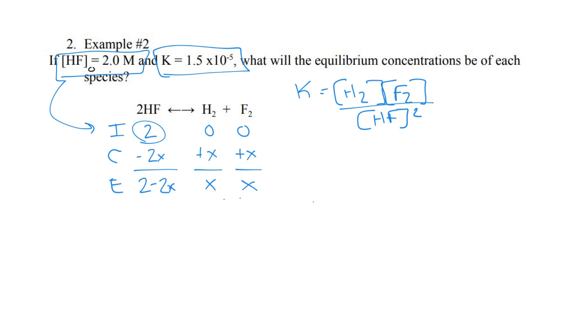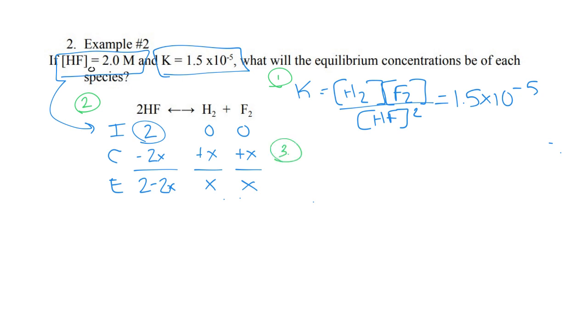Now, the thing that's different in this problem is that I'm given my K value. So when I write my K expression, I know that all of that when I plug it in is going to be equal to 1.5 times 10 to the negative 5th. So remember, step number 1 is to write your K expression. Step number 2 is to set up your ICE table. Step number 3 is going to be to solve for x.